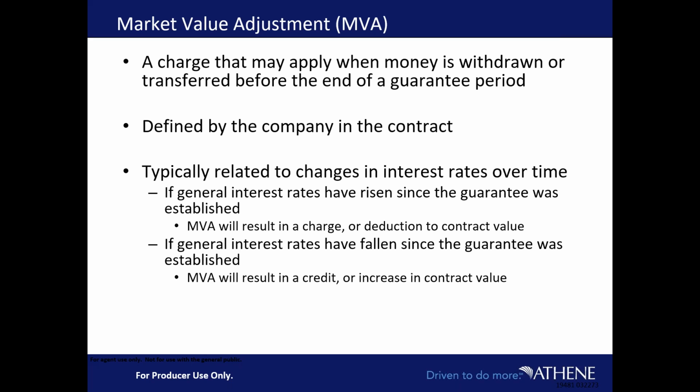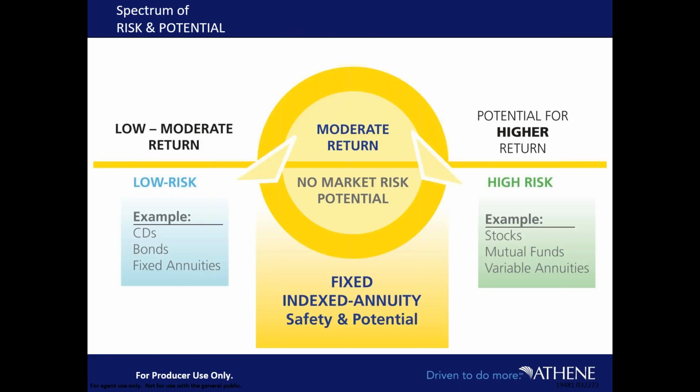This is a charge that may apply when money is withdrawn or transferred before the end of the guarantee period. That's defined by the company that issues the contract and is typically related to changes in interest rates over time. If general interest rates have risen since the guarantee was established, MVA will result in a charge or deduction to the contract value. If interest rates have fallen since the guarantee was established, MVA will result in a credit or increase in the contract value.